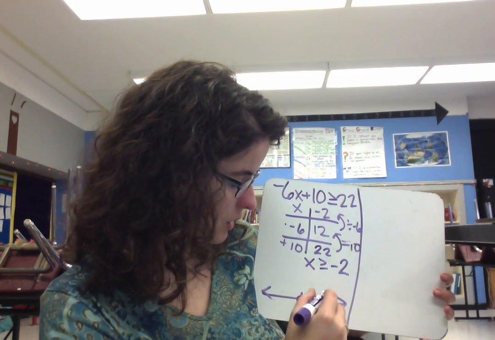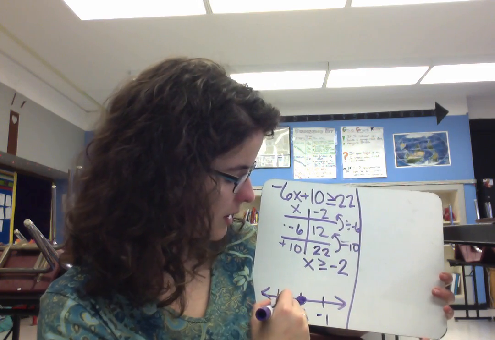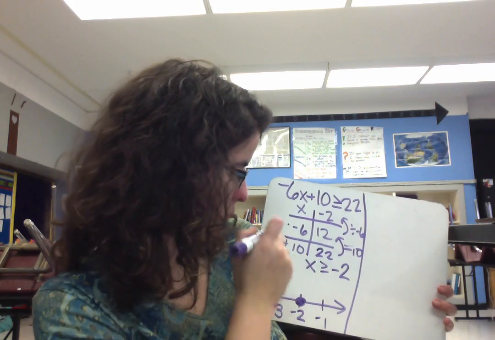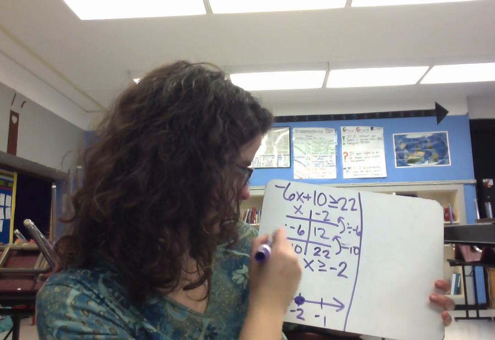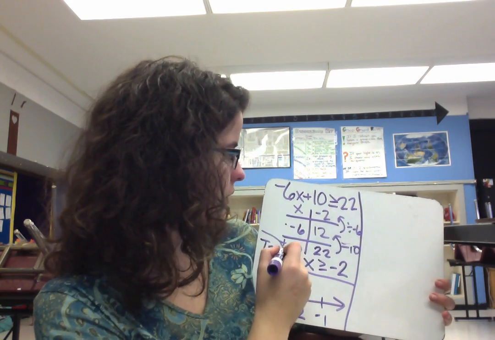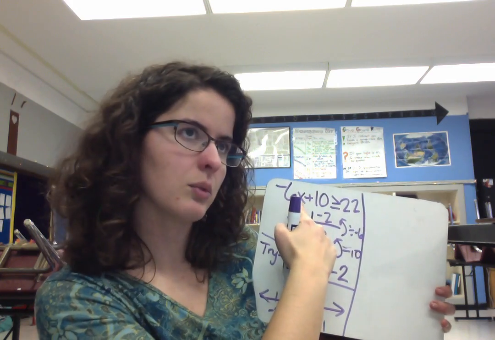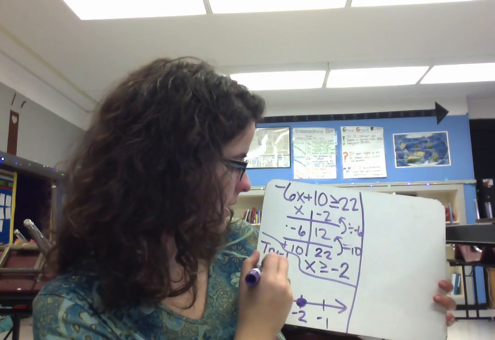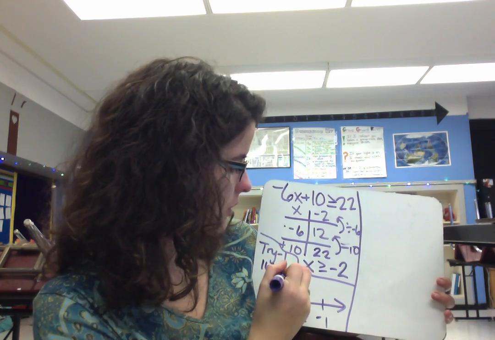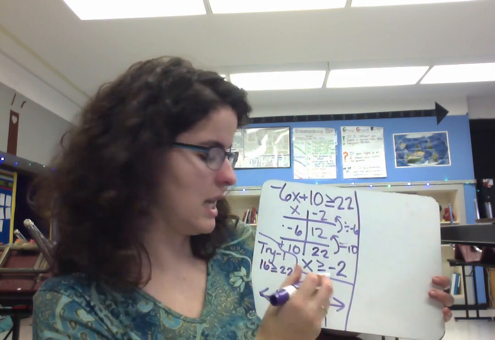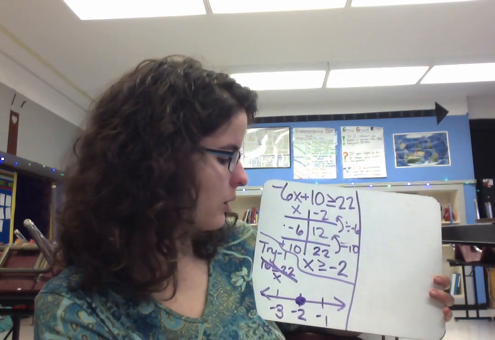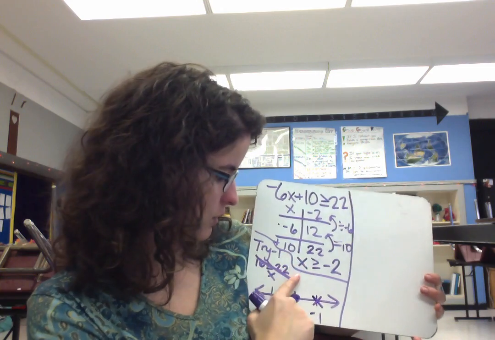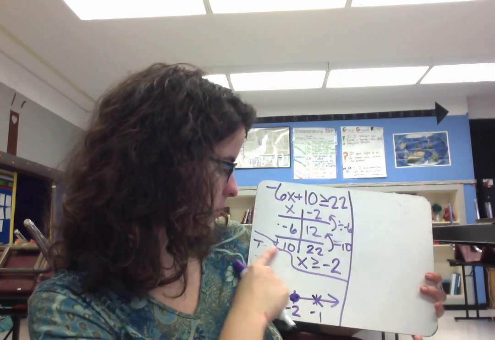So since I'm at -2, why not do -1 and -3? Those are right on either side. Let's test -1. If I try -1, -6 times -1 would be +6. +6 plus 10 would be 16. Is 16 greater than or equal to 22? No. So this is not correct. So you cannot go up to -1. That actually doesn't work. Let's check the other way to be sure.